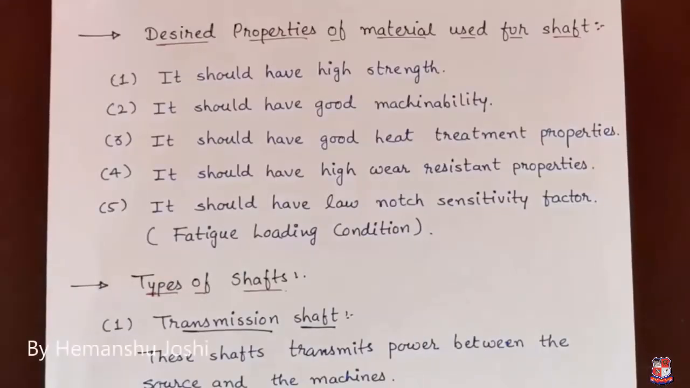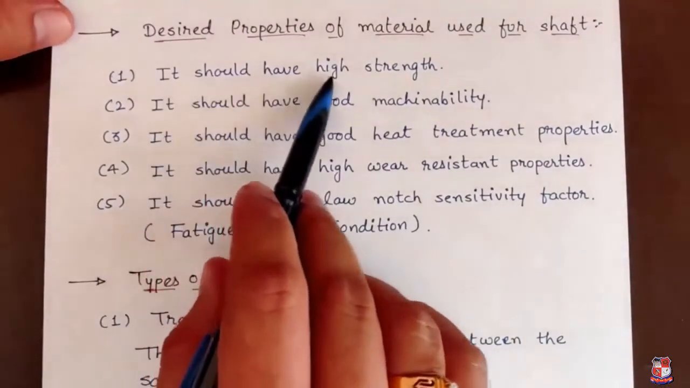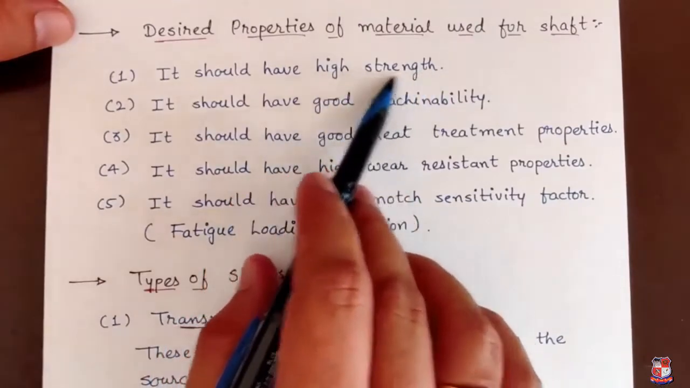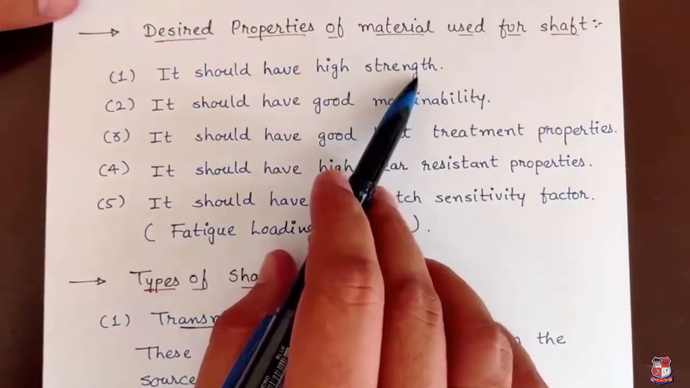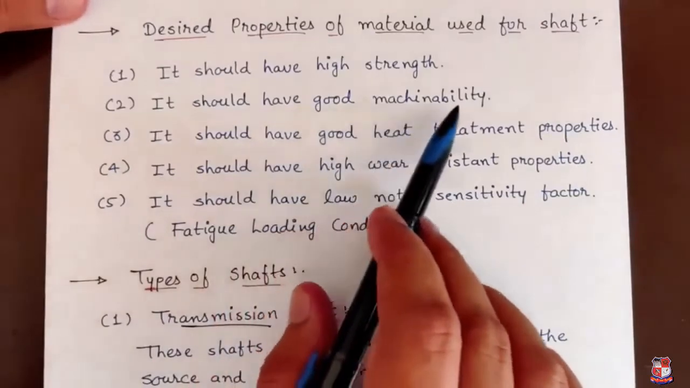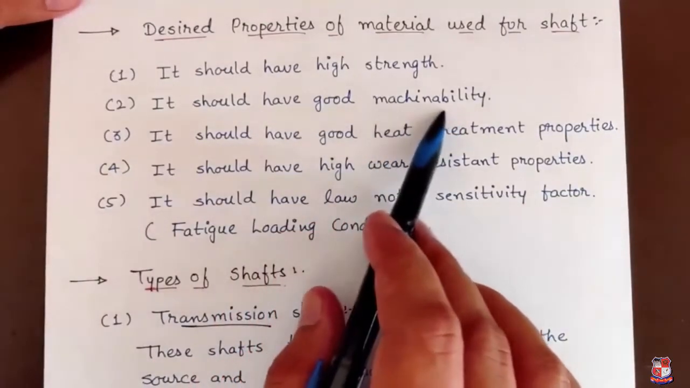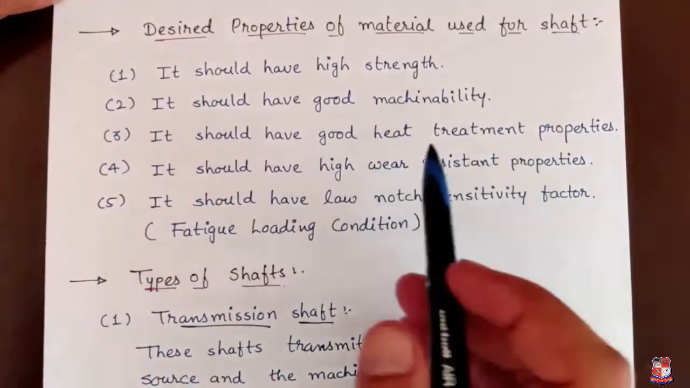As we know that the material plays a very important role in designing of any component. So there are few desired properties of the material which is used for designing of shaft. The first property is it should have a high strength. Now here strength means the ability of the material to withstand maximum external force. The second property is it should have good machinability. Now here machinability means how easily the material can be removed from raw material.